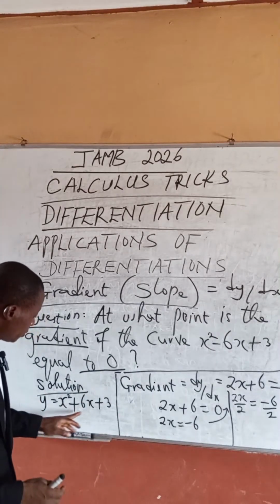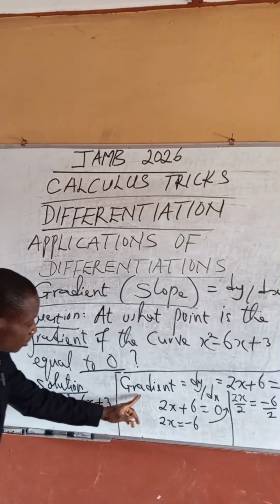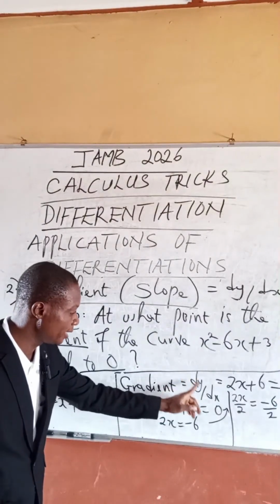So x squared plus 6x plus 3. Differentiate this to get the gradient, which is equal to dy dx.